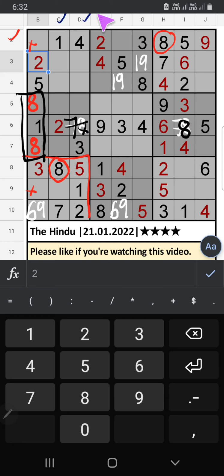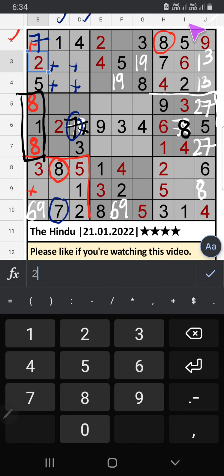Column C and column D we have 7, so 7 can't come in these cells, then 7 is confirmed here. In this grid 2 numbers are remaining, 2 and 7, will confirm later. Then column J only 1 number is remaining, 8 is confirmed here. Column I 2 numbers are remaining, 7 and 9, will confirm later.